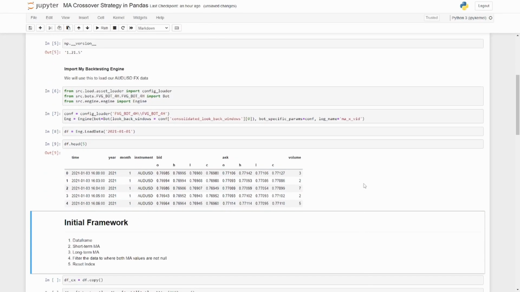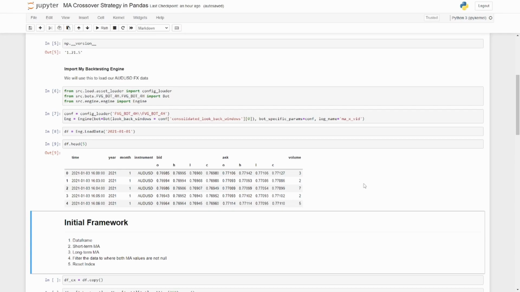The way I have my data formatted is I use a multi-index Pandas data frame. What that essentially means is that I have two column levels to this tabular data. First, if we look at the top row, you're going to see time, year, month, instrument, bid, ask, volume. If you look at the second row, you're going to see OHLC, and you're going to see that repeat again for the ask. So essentially, at any given point in time, I have the numerical year, the numerical month, what instrument was traded, and then I also have all of the bid open, high, low, close data, and all of the ask open, high, low, close data, as well as the volume as provided by my broker.